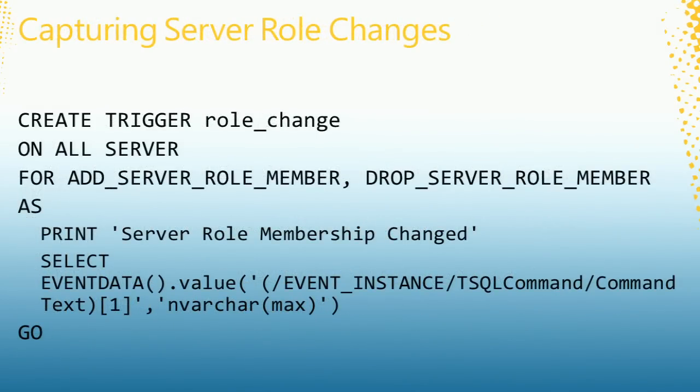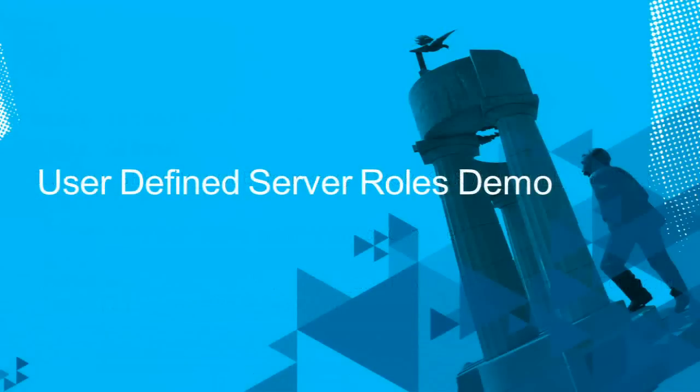If you want to capture those server role changes, that's going to be done through a trigger. So just do a create trigger on all server. We want to capture the add server role member and drop server role member events. In this case, I'm just going to return XEvent data back to the screen just to show what's going on. You could obviously capture that however you saw fit.